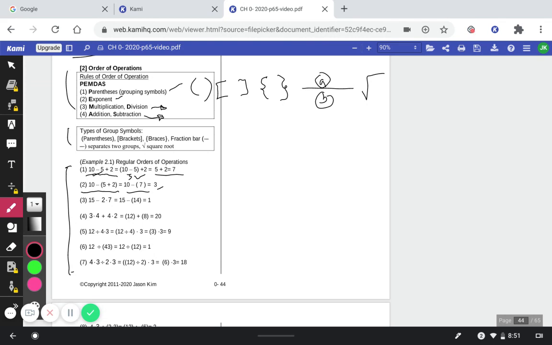Now, number 3, 15 minus 2 times 7. So multiplication has higher order than subtraction, so you do 2 times 7 first. So this is as if you have 15 minus 14, because 2 times 7 is 14. So you end up with 1. Number 4, you have multiplications and addition. Then multiplication has a higher order, so you do the multiplication first. So 3 times 4, you write as 12, plus, next 4 times 2, you write as 8, and then you do the 12 plus 8, which is 20.